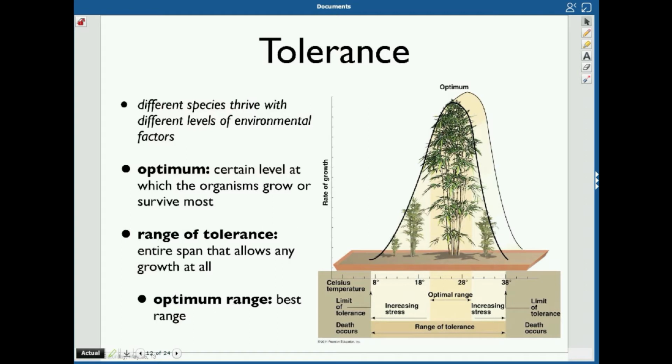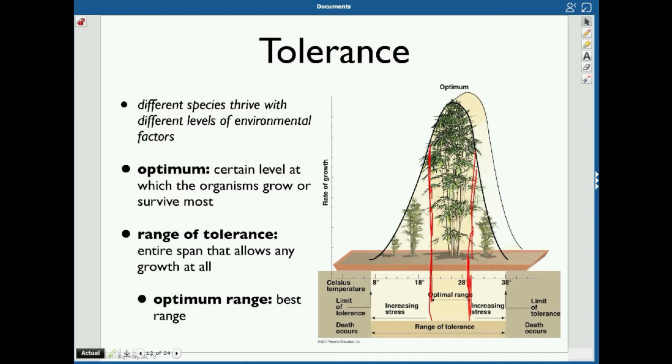So now we can discuss tolerance, because some species thrive in certain levels. So we call this a tolerance. So your optimum is where you can grow the best. Okay, so the optimum is right in the middle. You see this plant is very, very tall. It's growing really well. Anything outside of that optimum is going to be a little stressful for that plant, or animal, and it's not going to grow as well as it could in that optimal. It can survive, but it's not going to grow really, really well.